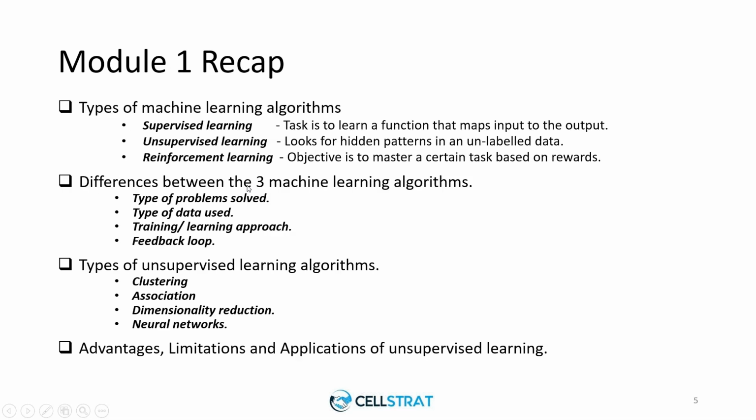So before we move ahead, I would like to recap what we did in module 1. In module 1, we covered what are the different types of machine learning algorithms and what are the differences between them. Then we also looked at different types of unsupervised learning algorithms like clustering, association, dimensionality reduction, neural networks, etc. Finally, we ended that session with advantages, limitations, and applications of unsupervised learning.